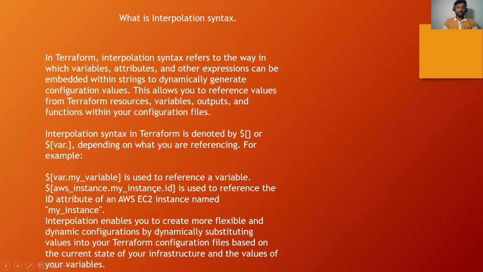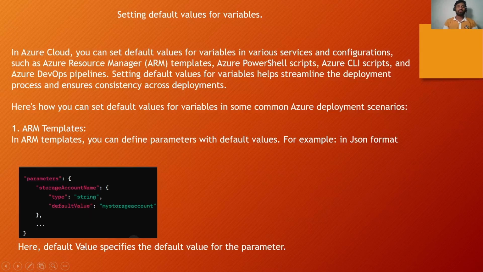Then in this case you can use this way also, right? Then this is used to reference the id attribute of an AWS EC2 instance named my_instance. Here it is given as aws_instance.my_instance.id. Interpolation enables you to create more flexible and dynamic configuration by dynamically substituting values into your Terraform configuration file based on the current state of your infrastructure and the values of your variables.